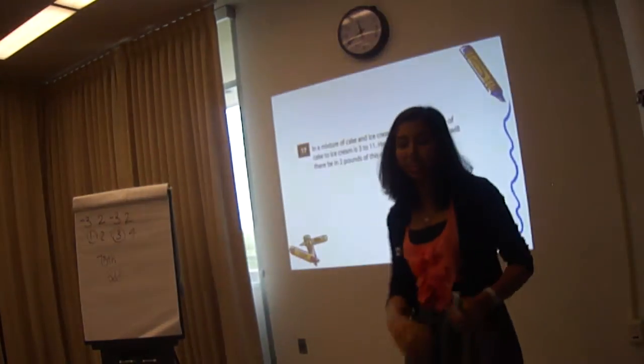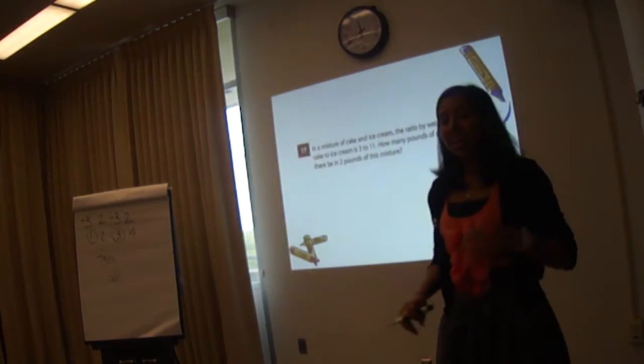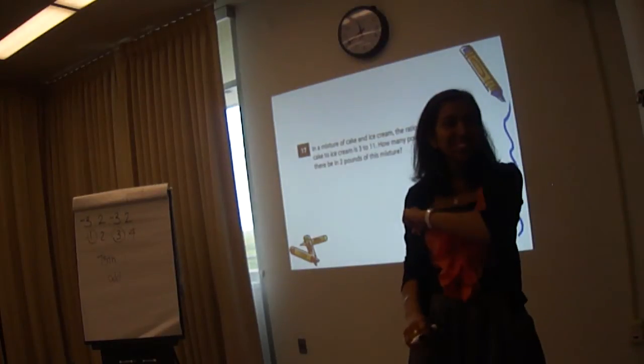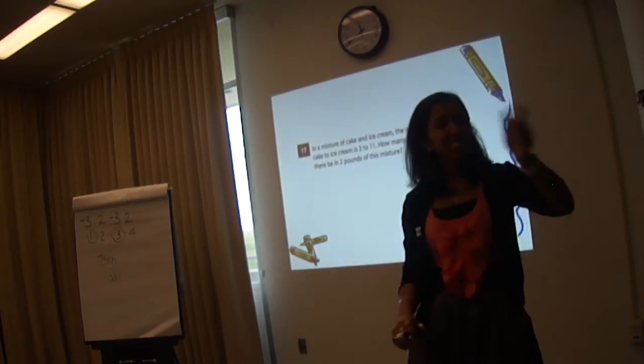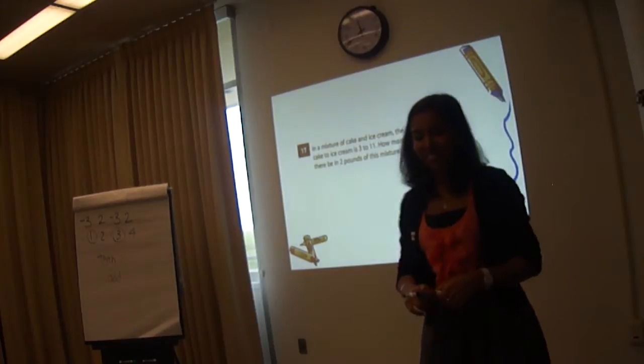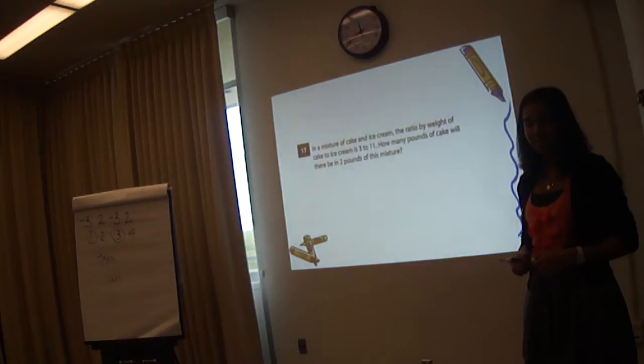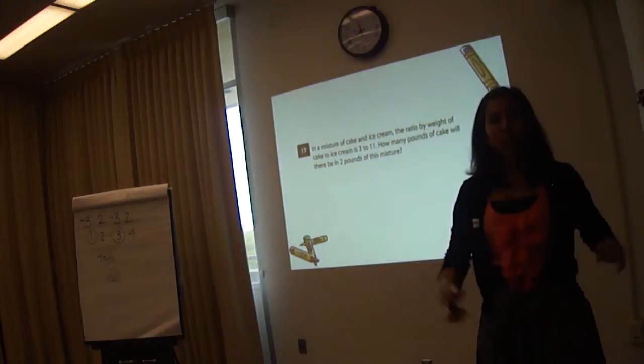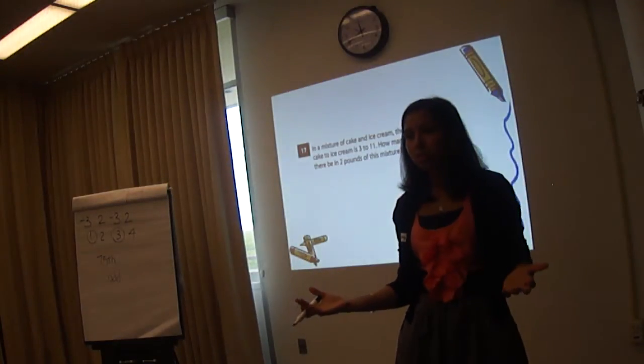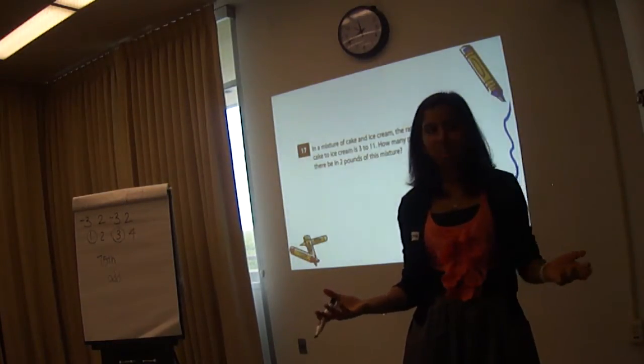Okay, one last one, for math at least. Somebody want to read? I will. Can you read? Go ahead, Renee. Okay. In a mixture of cake and ice cream, the ratio by weight of cake to ice cream is 3 to 11. How many pounds of cake will there be in 2 pounds of this mixture? Right. I didn't give you any multiple choice. Why not?